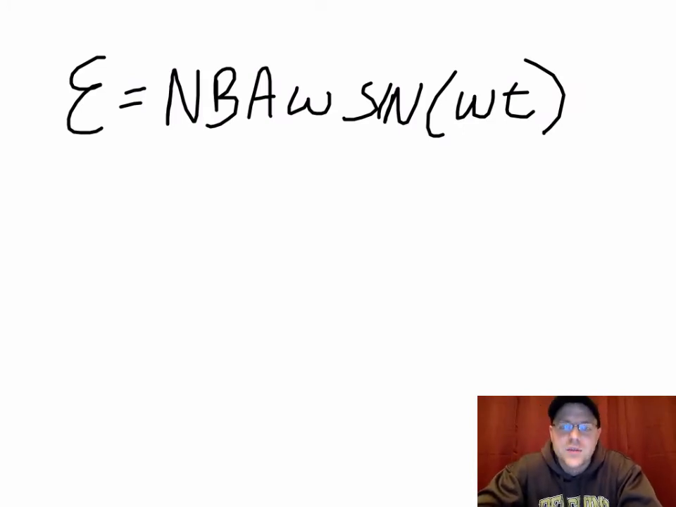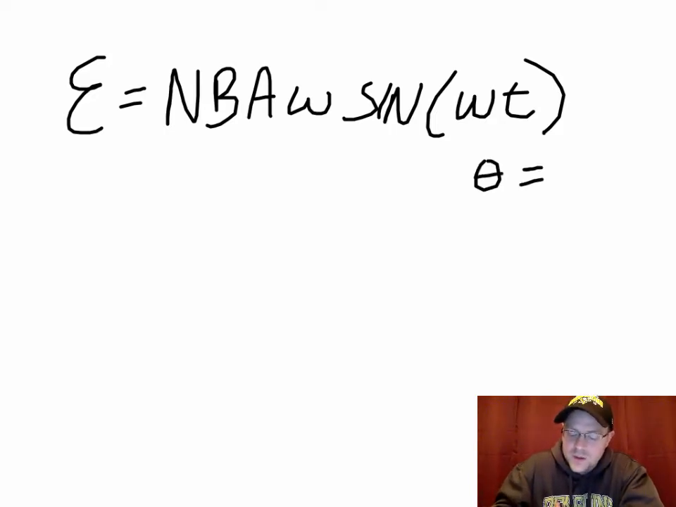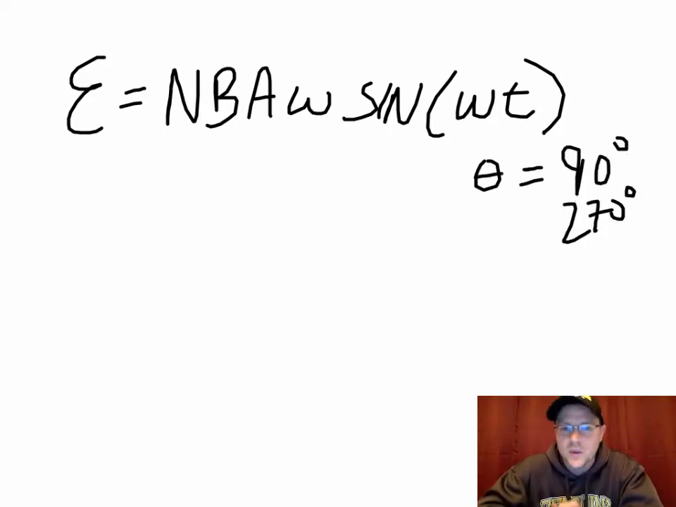So it's NBA omega sine omega t, where the derivative of cosine becomes negative sine, and we get rid of that minus sign. So if you want the magnitude of the induced voltage, the maximum voltage will occur when theta equals 90 or 270, and we get minimum voltage when the angle would be 0, 180, or 360.